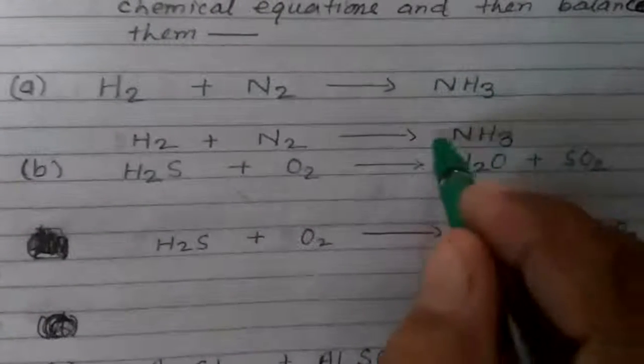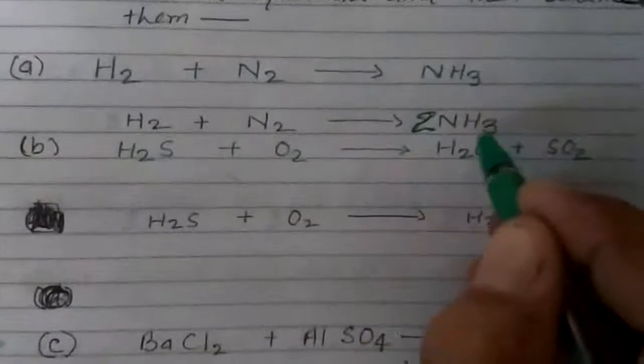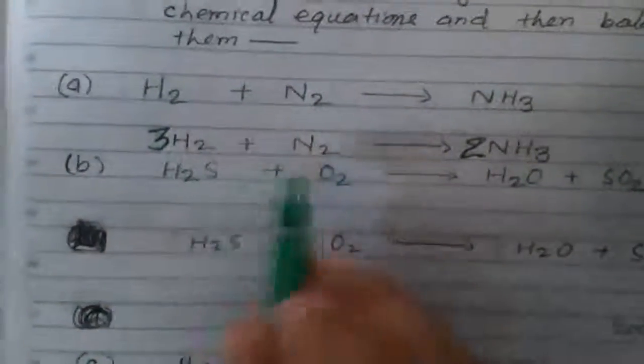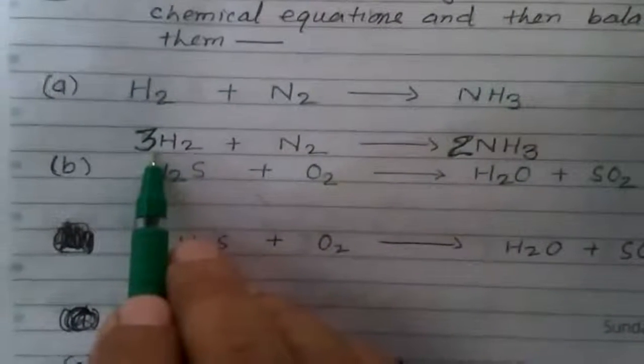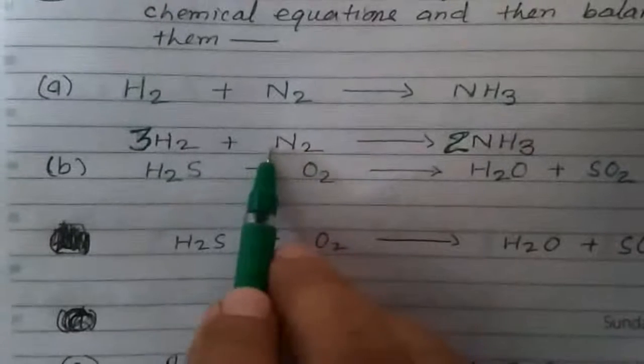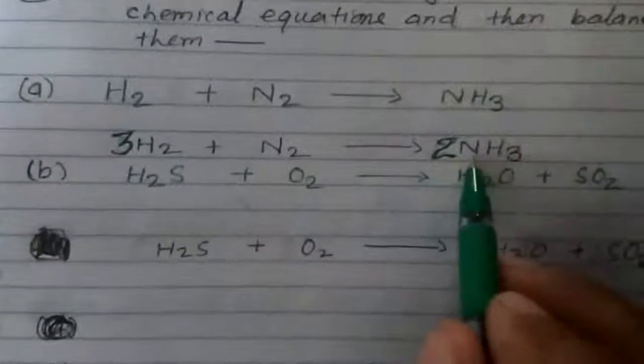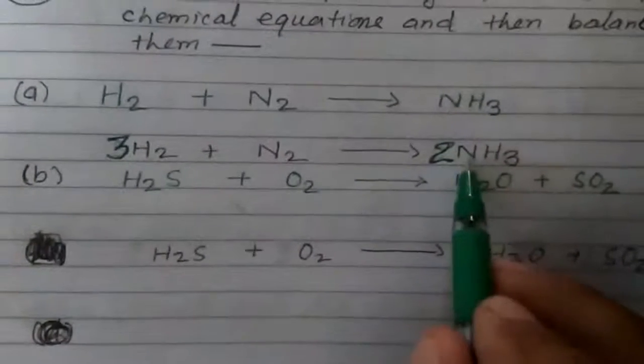When we write 2 here, 2 molecules of ammonia, then hydrogen will be 3 twos are 6. Come to here and make it 3 molecules. So 3 should be written here. In this way, 3 molecules each containing 2 atoms of hydrogen combine with 1 molecule of nitrogen containing 2 atoms to form 2 molecules of ammonia, each containing 1 nitrogen and 3 hydrogen atoms. So in this way you can write and balance.